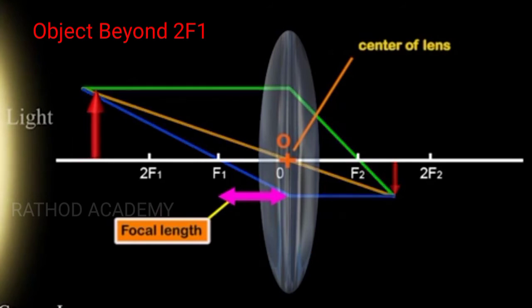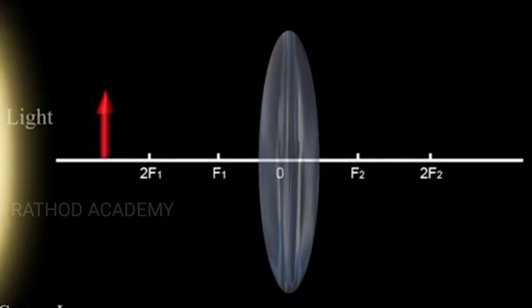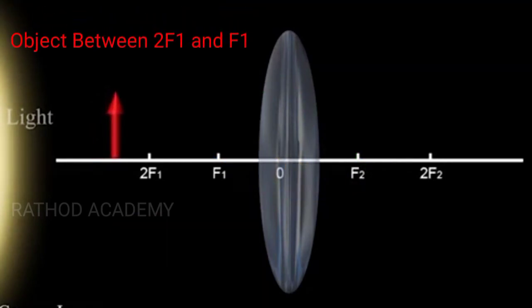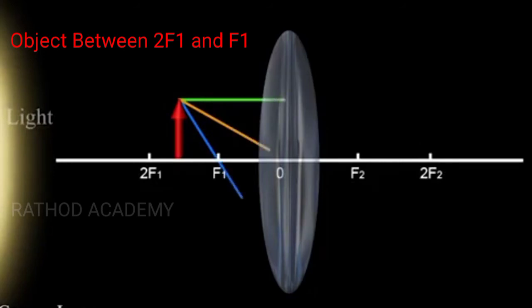So now let us change the position. Now we shift the position of this object in between 2f1 and f1, and let us observe the formation of the image, how the image forms and what will be the nature of that image. So we are fixed now in between 2f1 and f1, and naturally we are passing these three rays.